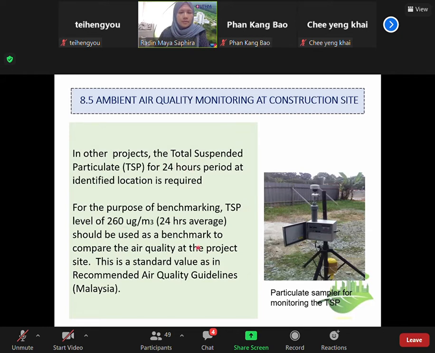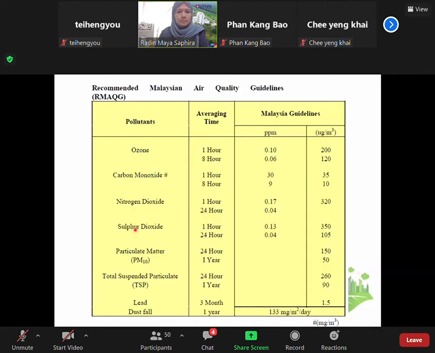Okay, so they must have the standard. So the TSP level of 260 microgram per meter cube for 24 hours average should be used as a benchmark. Ini kita punya benchmark lah. Kalau exceed the value, then that means there is a lot of dust in your construction area, which can give a detrimental effect to the surrounding human health and also the environment.